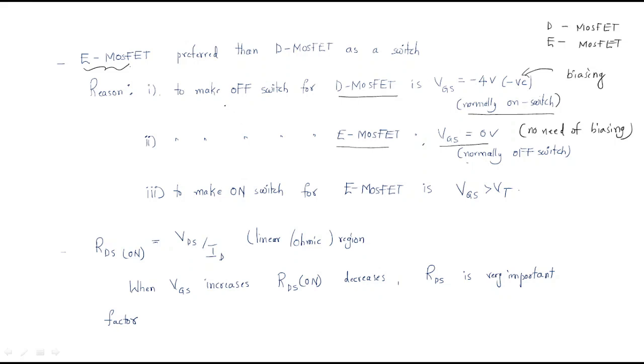So to make it an off switch, we should apply the bias again, but here to make it an off switch, there is no need to apply the bias. That's why this is a normally on switch and this is a normally off switch.